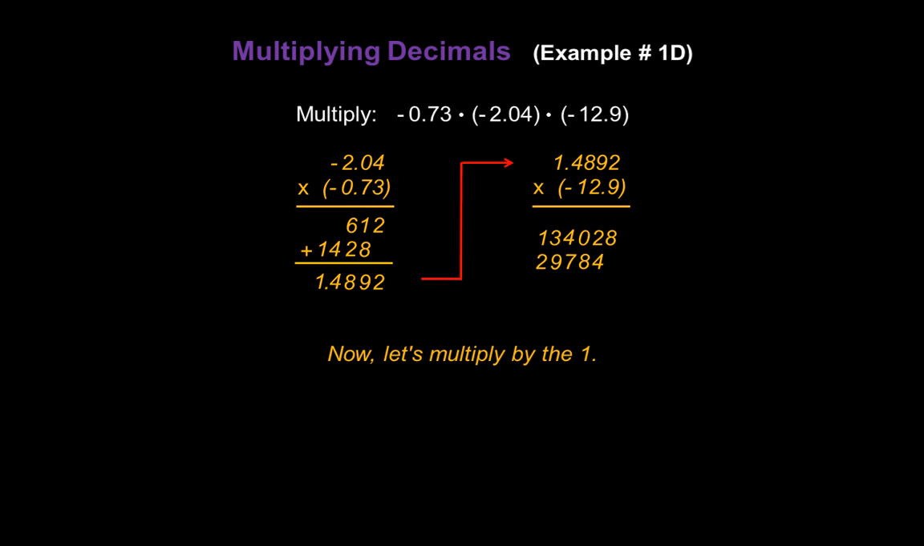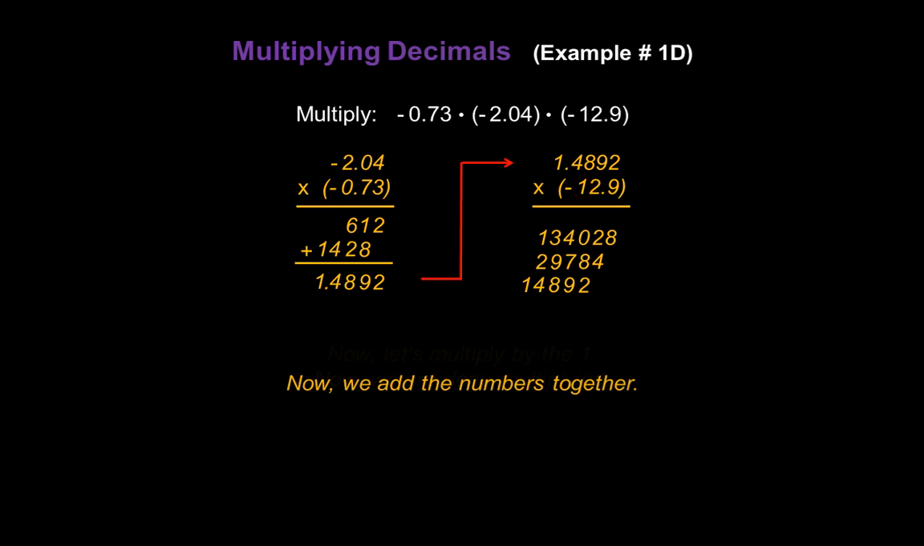And let's move over to the last digit we have to multiply by, which is the 1. 1 times 2 is 2. 1 times 9 is 9. 1 times 8 is 8. 1 times 4 is 4. And 1 times 1 is 1. Now we're done multiplying completely.